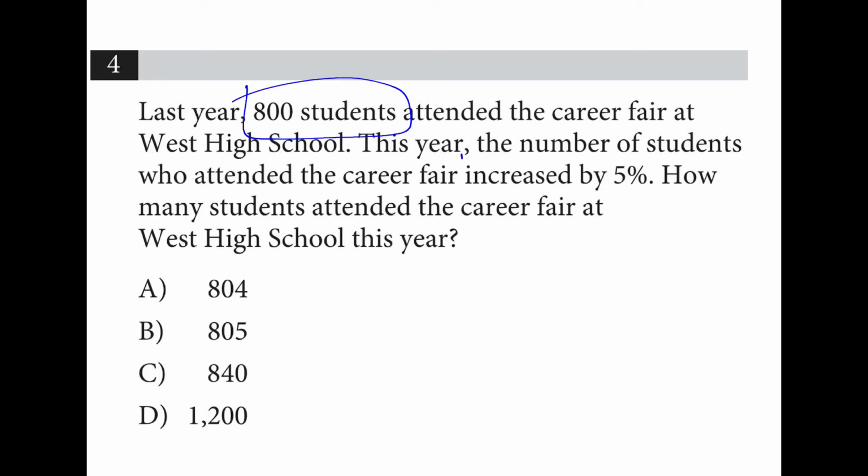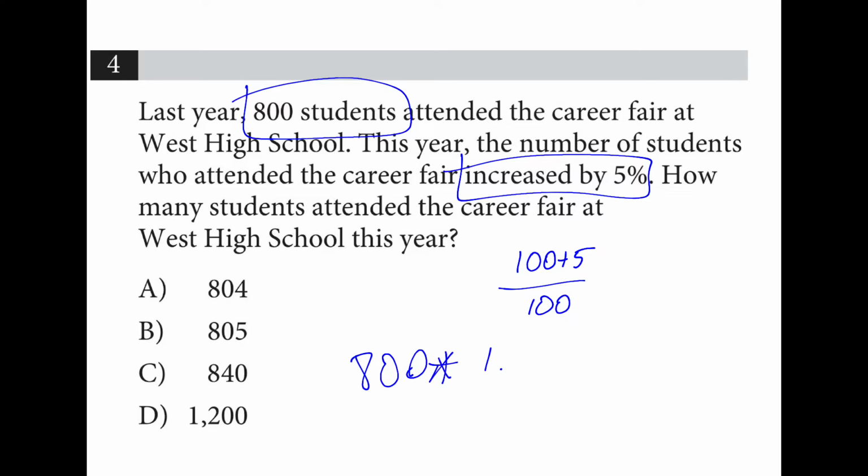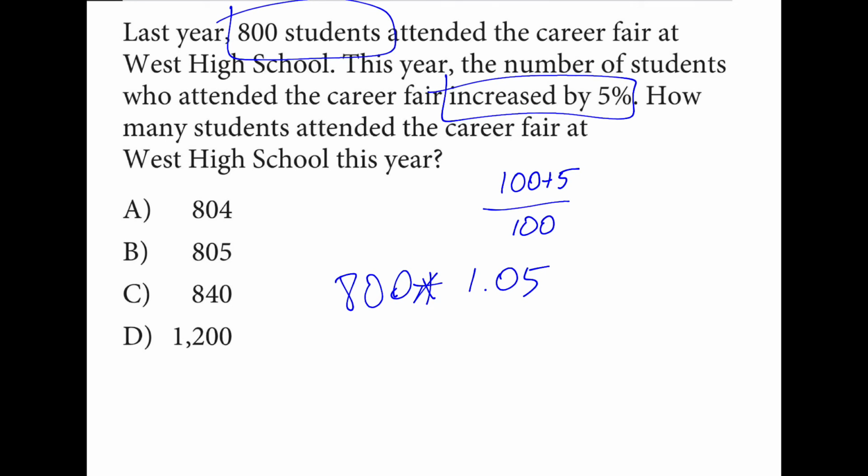800 students increased by 5%, so 100 plus 5 over 100, or in other words 800 times 1.05. You can also recognize that for every 100 we had 5 more, and there's 800, so we're increasing by 40.